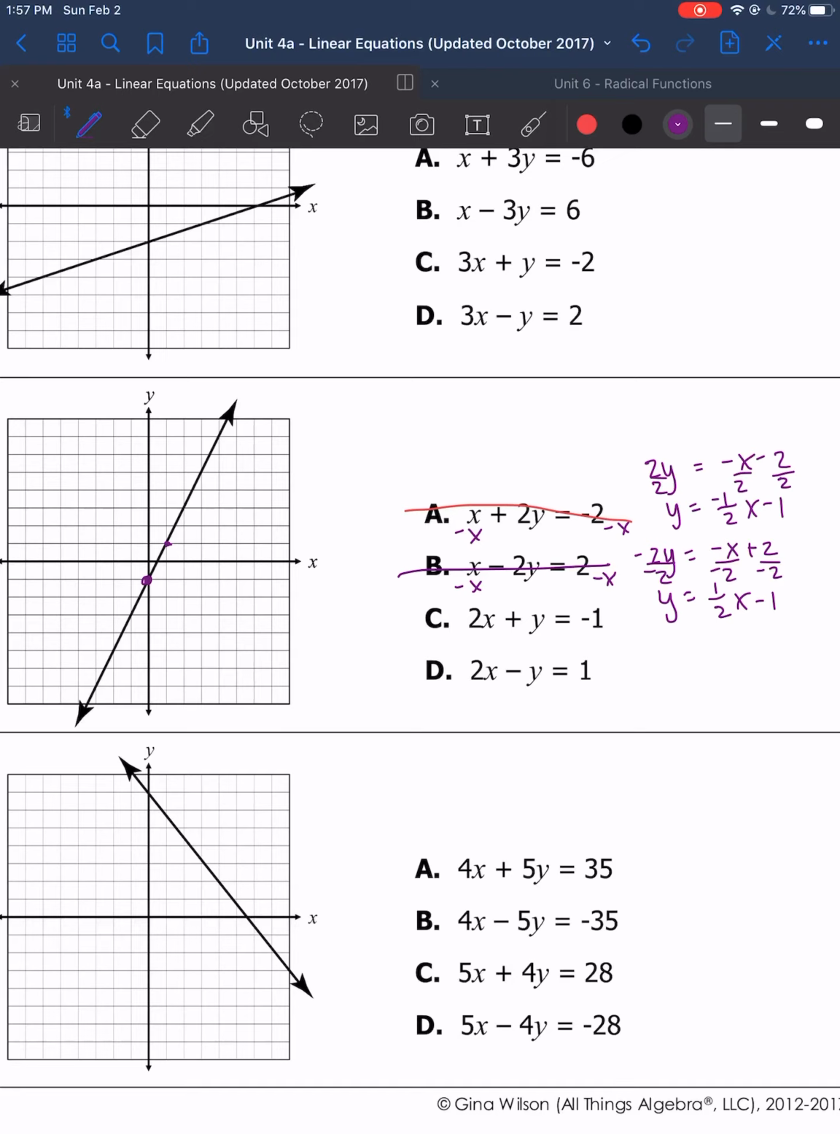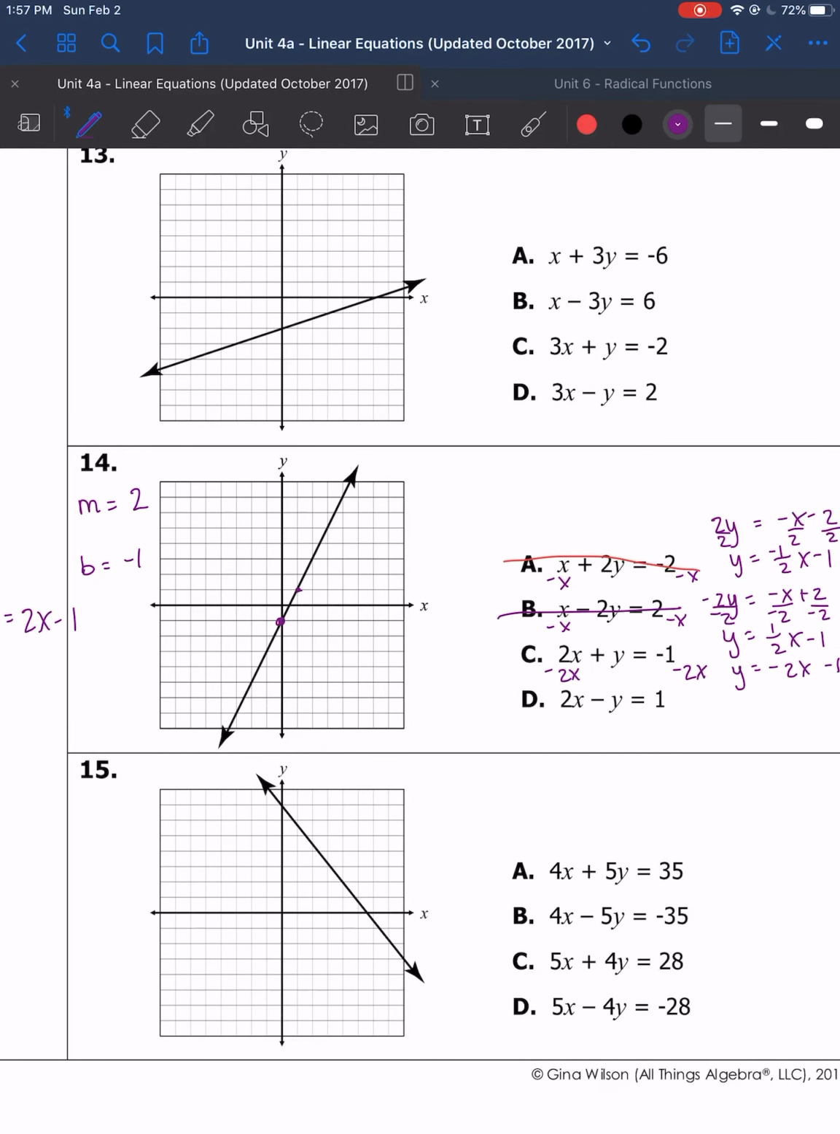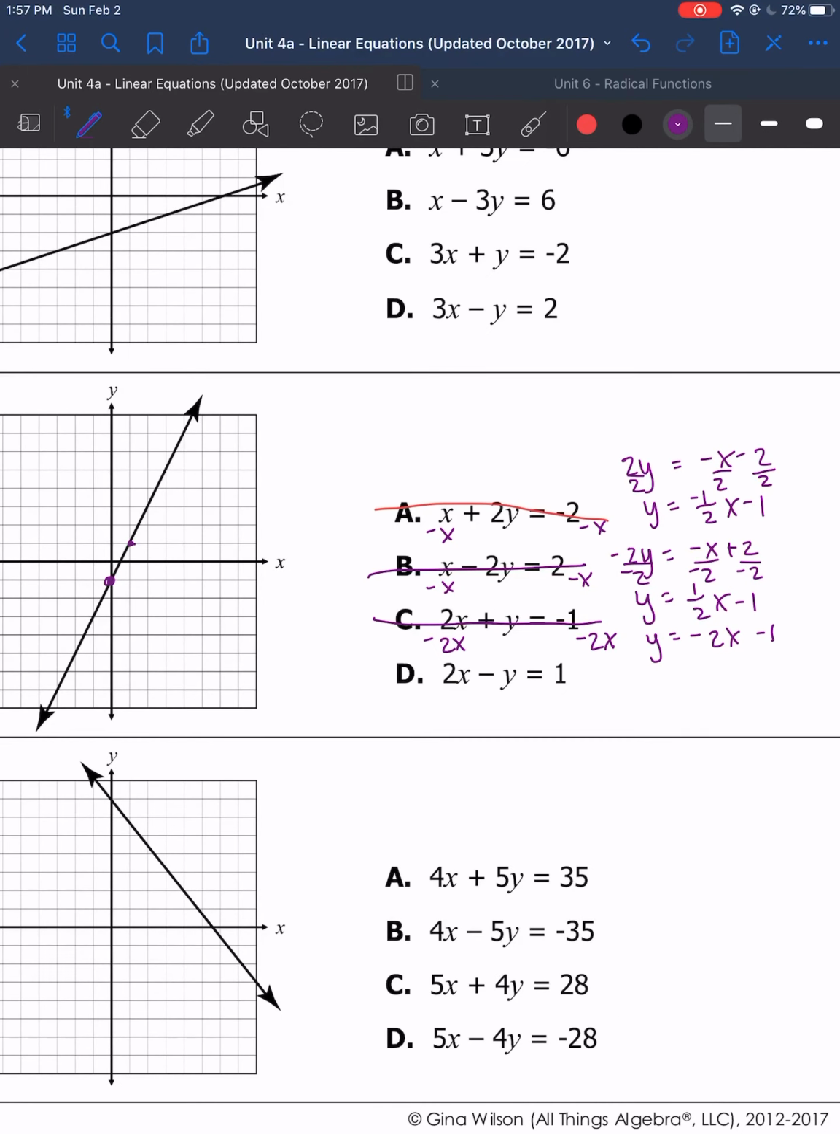And then c, subtract 2x. So I have y equals -2x minus 1. Well, that's close to what we have, right? We wanted a +2 and a -1. So that one's still not it, but it's closer. So we're hoping this one works. Subtract 2x, subtract 2x. -y equals -2x plus 1. I'm going to divide by -1 in every case. So y equals 2x minus 1. So D is our solution.